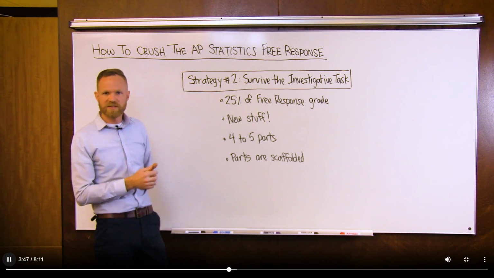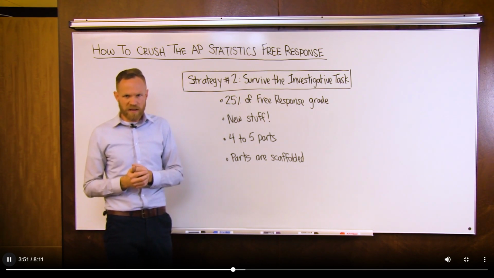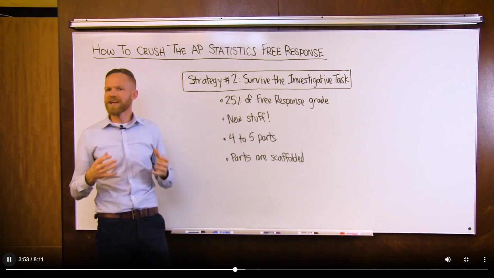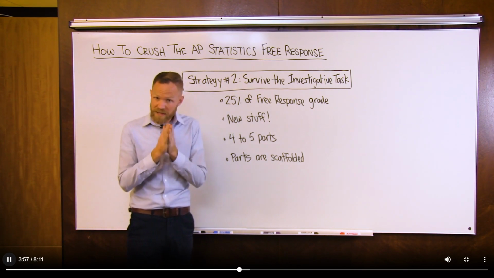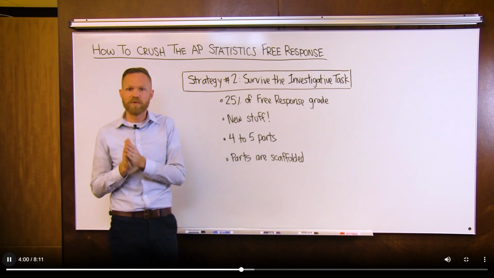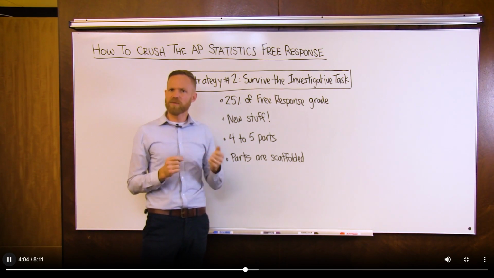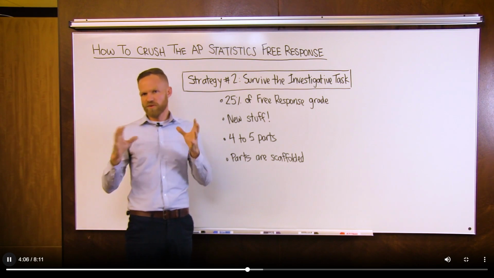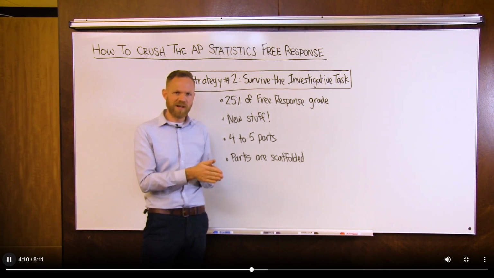Generally, the investigative task is going to have 4 or 5 parts, A, B, C, D, and E. And the way that that typically works is that parts A and B will be something that's very familiar to you. And that's where you want to make sure you pick up your points, in the first couple of parts. But then, at some point in the question, usually part C or part D, they're going to take you into a new world of content that you did not see in your AP Statistics class.